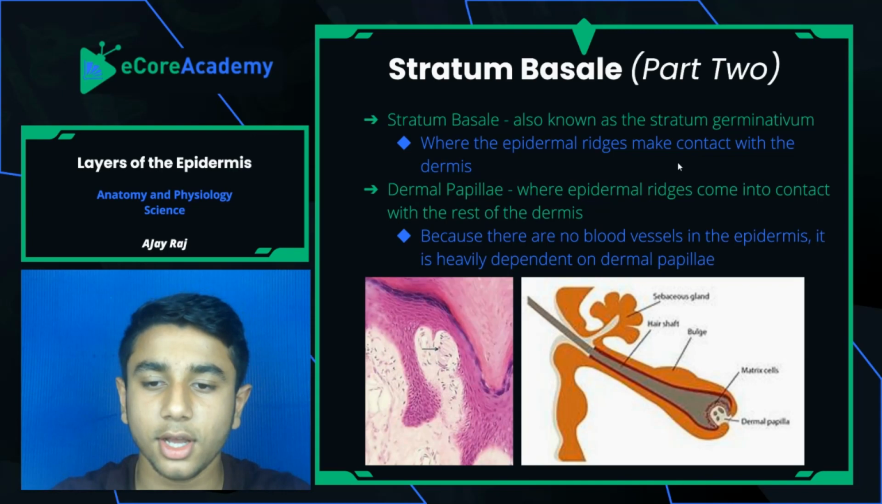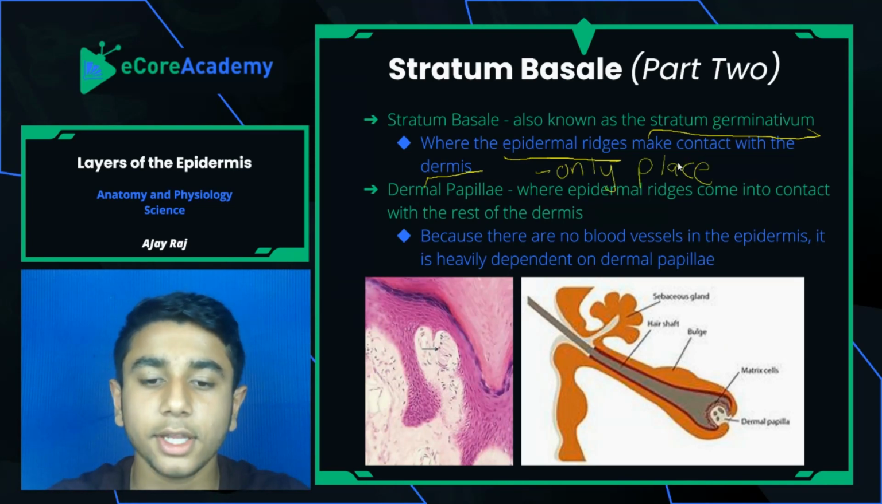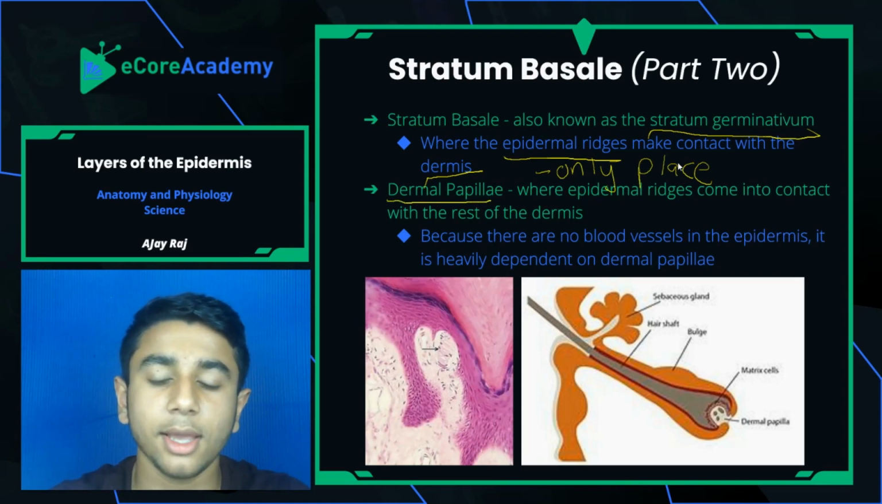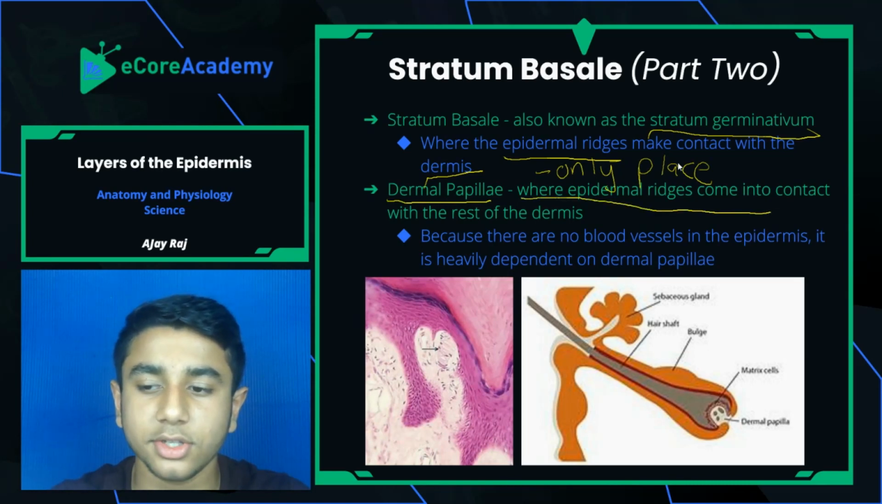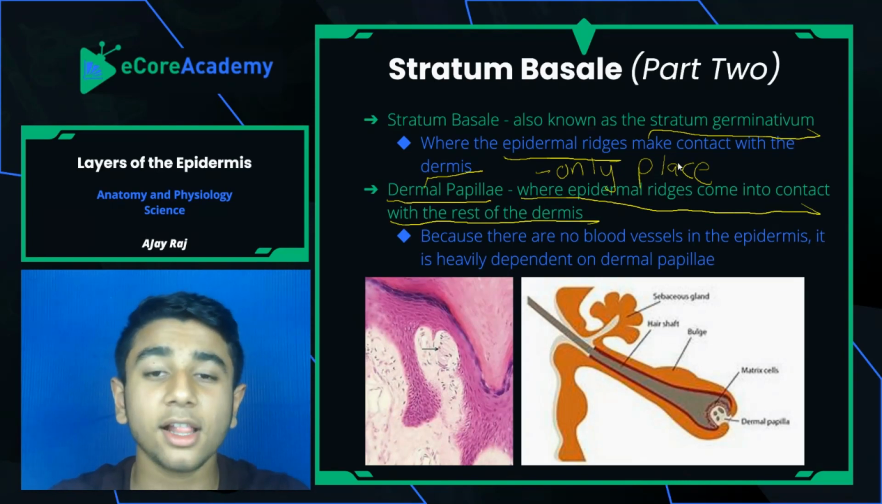So I'm just going to underline that here, stratum germinativum. It's where the epidermal ridges make contact with the dermis, and that's the only place where contact is made. And if you look at the dermal papillae, this is the point where the epidermal ridges come into contact with the rest of the dermis, and that's very important. Because what dermal papillae does is allow the exchange of nutrients between the dermis and the epidermis.